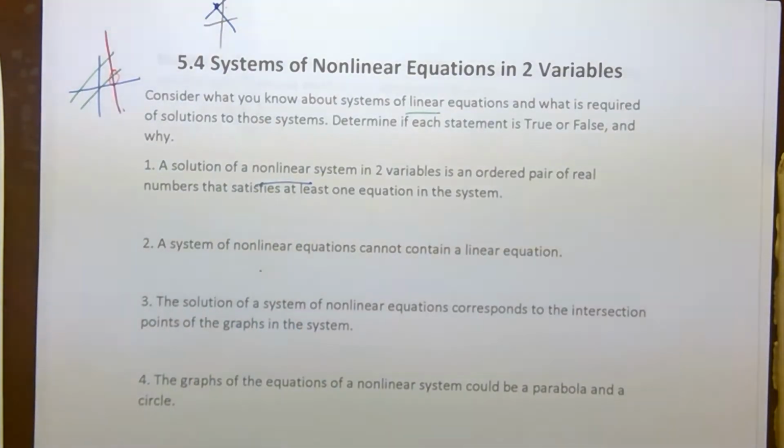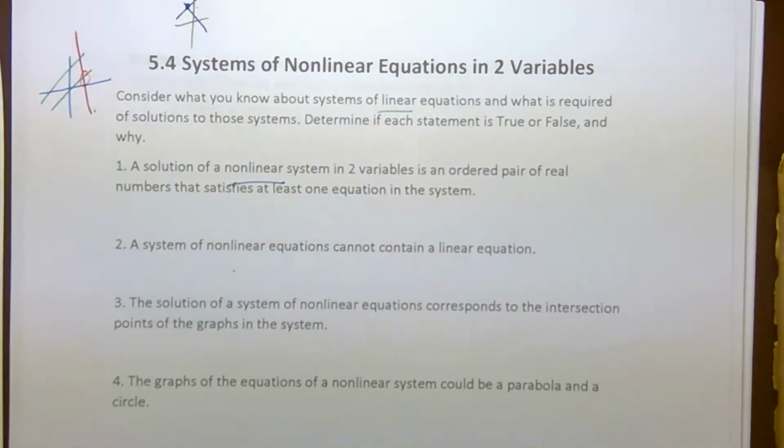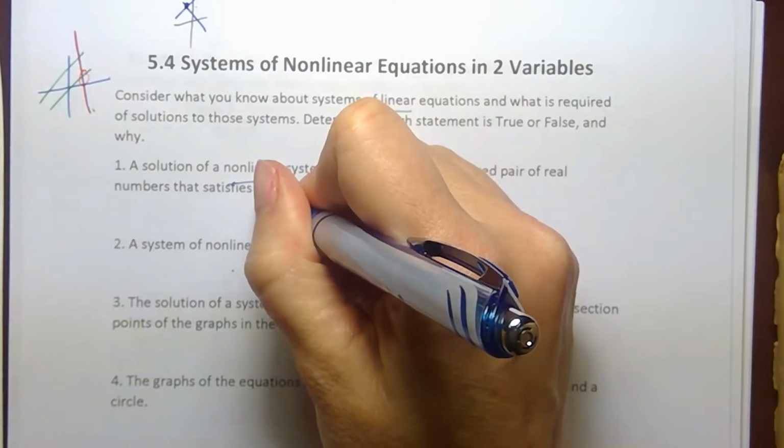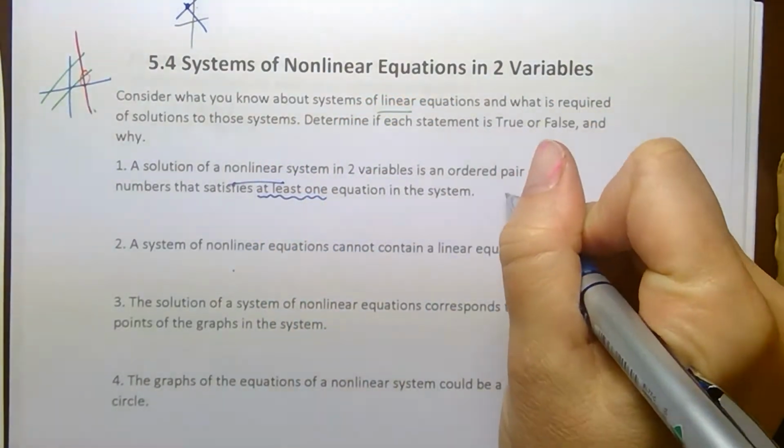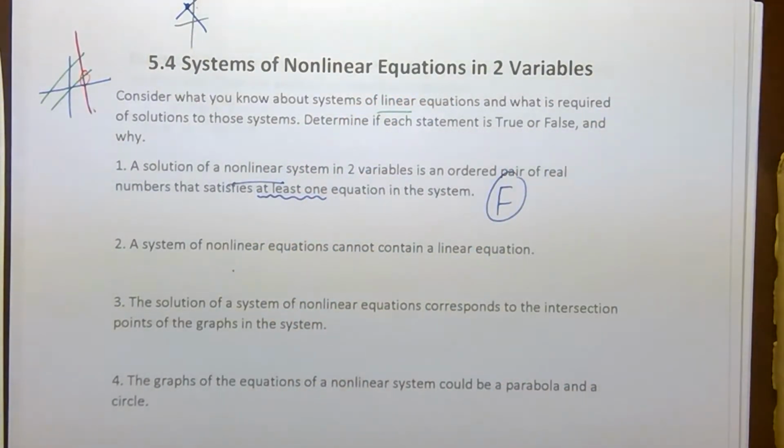Okay, let's go back to our number one. The solution of a nonlinear system in two variables is an ordered pair of real numbers that satisfies at least one equation in the system. Do you think that's true or false? Well, the key phrase here is at least one. That makes it false. Remember, we just discussed the fact that if I have a solution to the system, then that solution has to satisfy every equation in the system, not just at least one equation in the system.